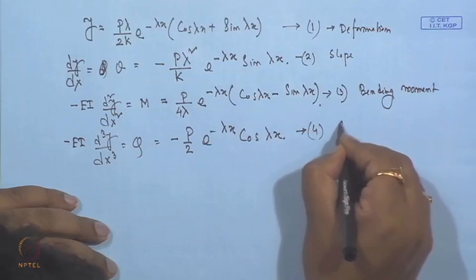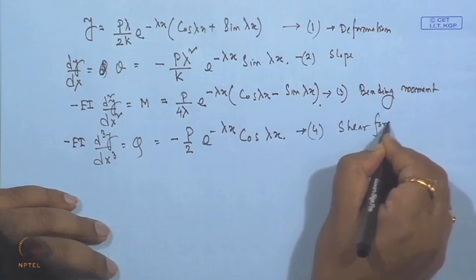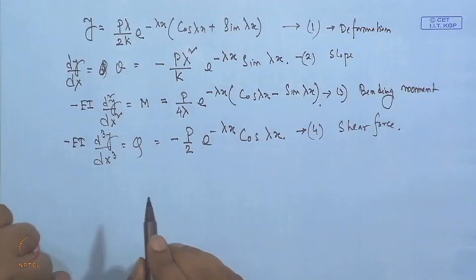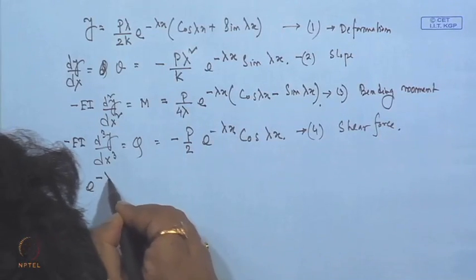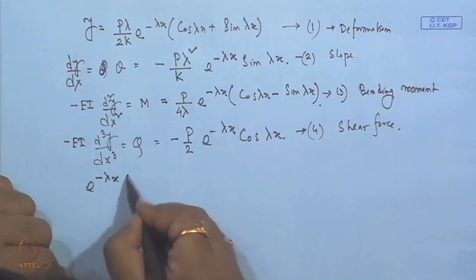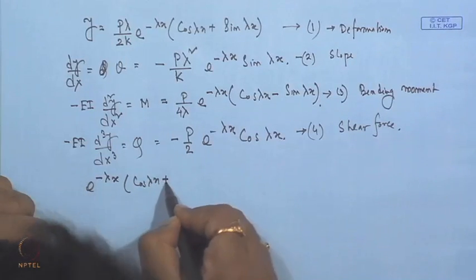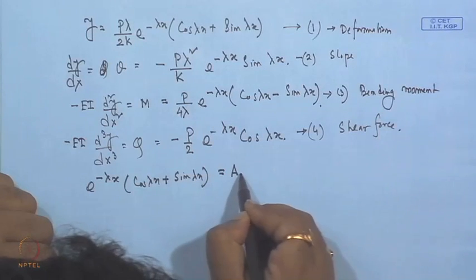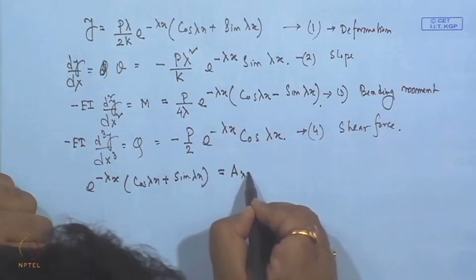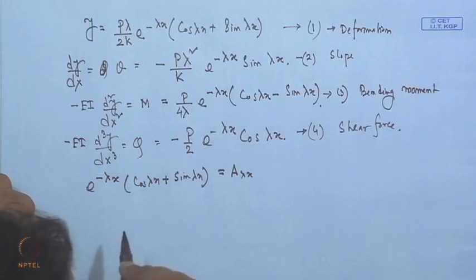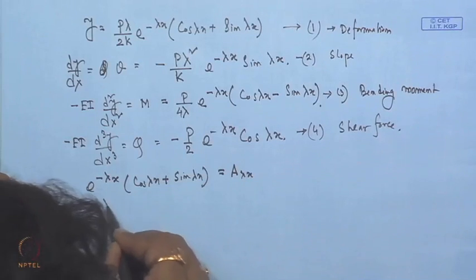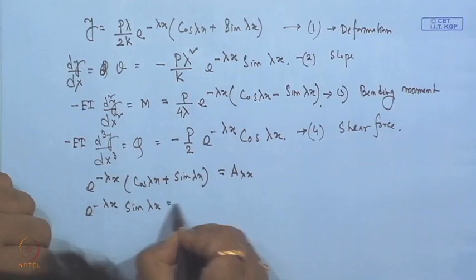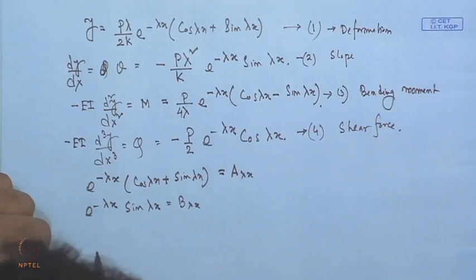Equation number four is for shear force. Now, if I use some different symbols for this case: e to the power minus lambda x into cos lambda x plus sin lambda x is equal to A lambda x, and e to the power minus lambda x into sin lambda x is equal to B lambda x.